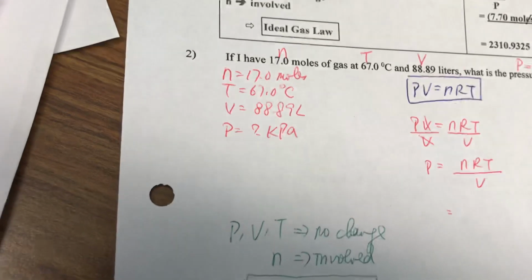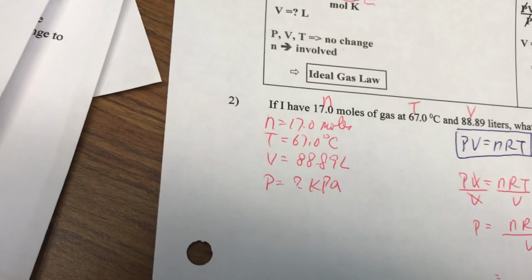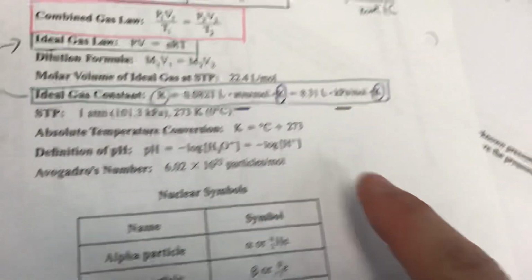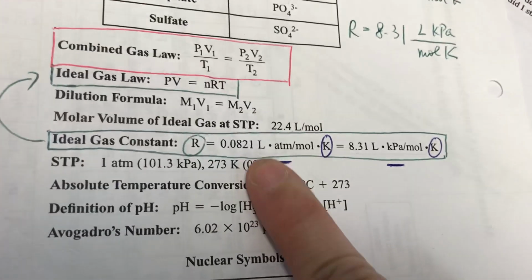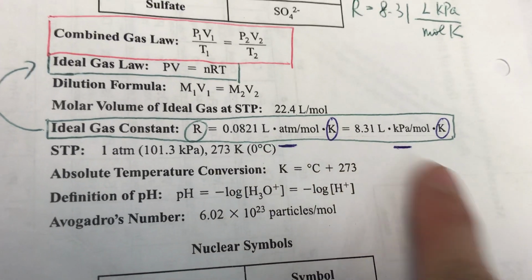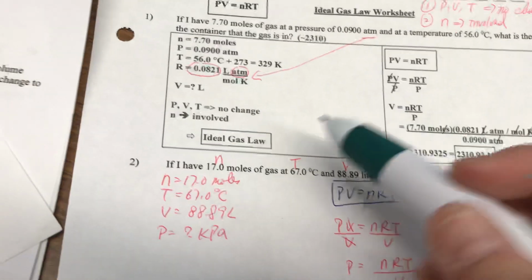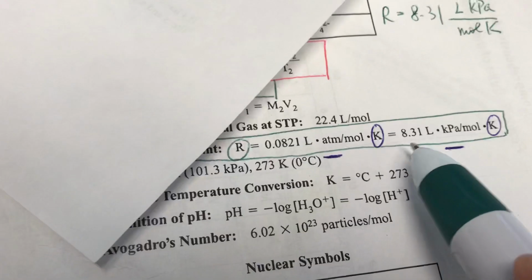Right? Now I'm looking at it. I have my N, but I don't have my R. Right? So how do I know what my R is? Which R should I use? Should I use 0.0821 or should I use 8.31? Again, you look up the pressure unit. So here my pressure unit is kPa. Because it's kPa, I can't use 0.0821. I have to use the one with the kPa, which is 8.31.